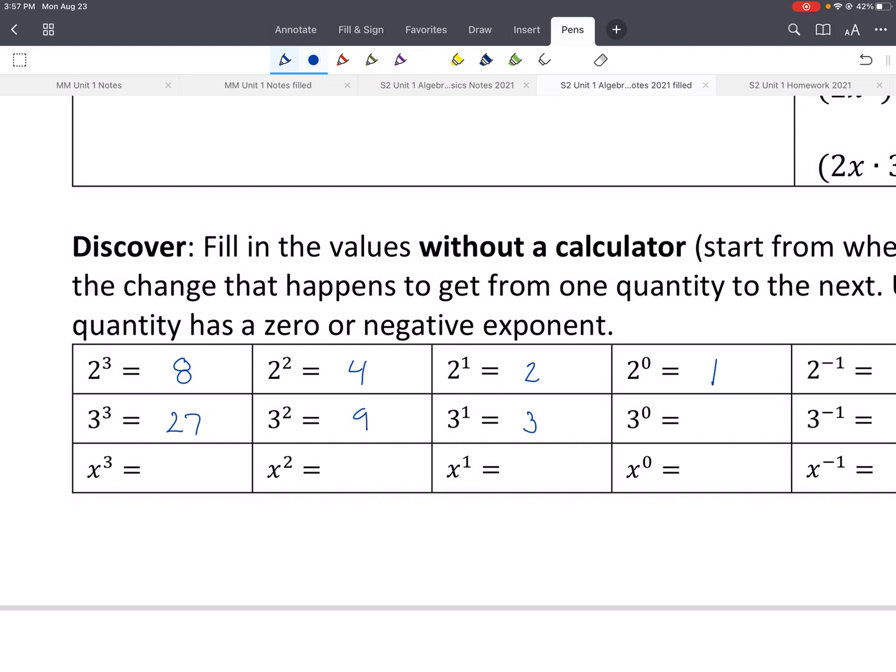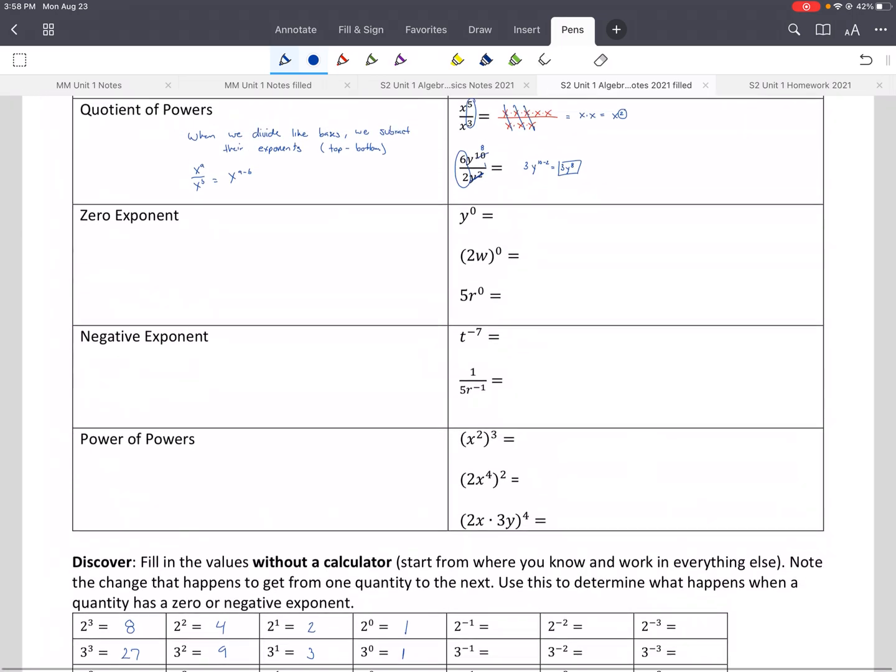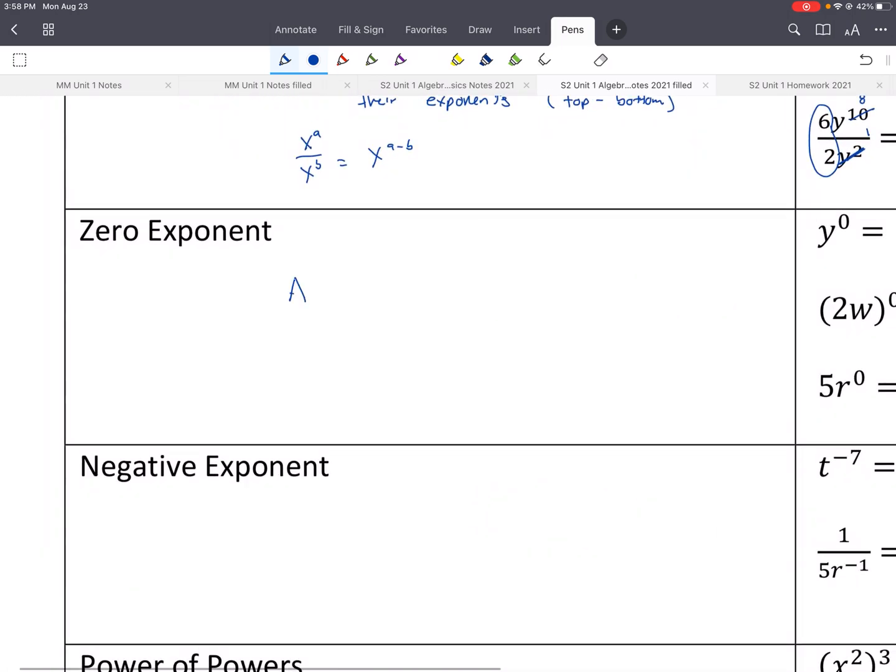Okay? And then let's do the other one. So we have 27. If we divide that by 3, basically a third, we'd get to 9. And then a third of that would be 3. And then a third of that would be 1. So it looks like anything to the 0 is 1. So anything to the 0 is equal to 1.